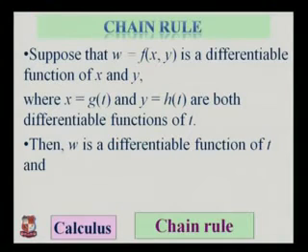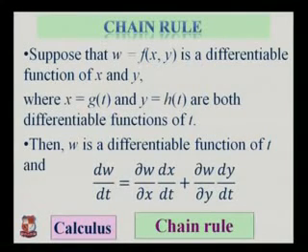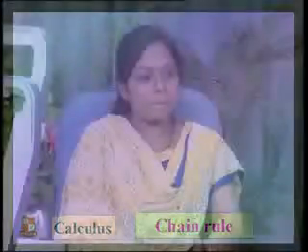Suppose that w is equal to f of x, y, a differentiable function of x and y, where x is equal to g of t and y is equal to h of t are both differentiable functions of t. Then w is a differentiable function of t and dw by dt is equal to del w by del x into dx by dt plus del w by del y into dy by dt. So this is our basic chain rule.